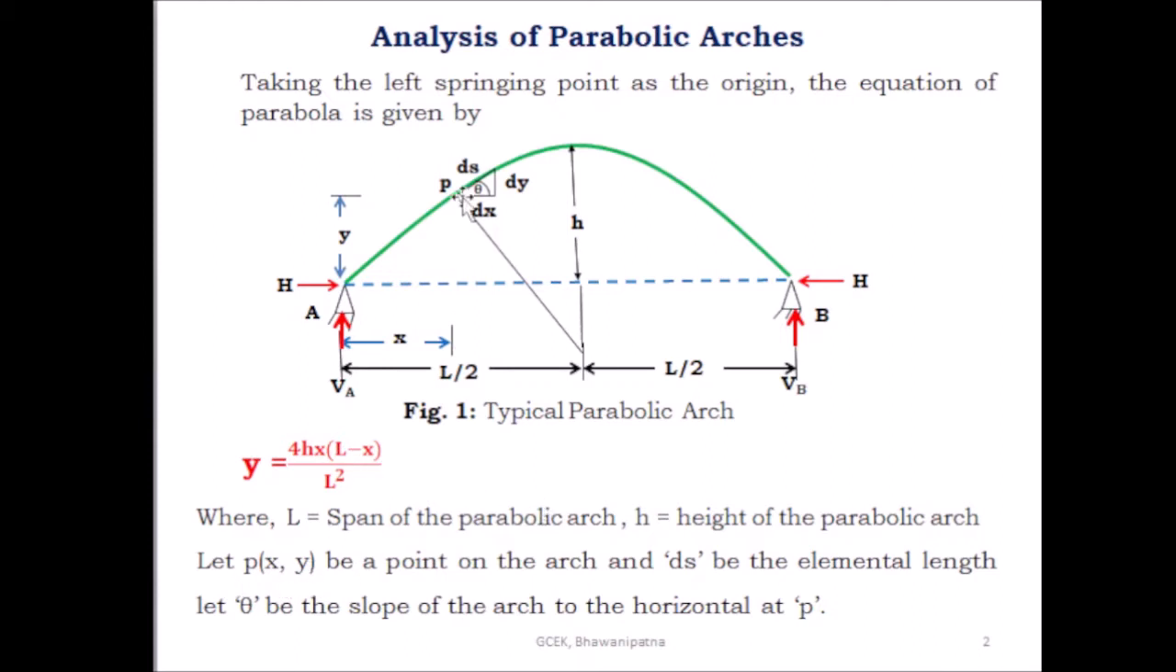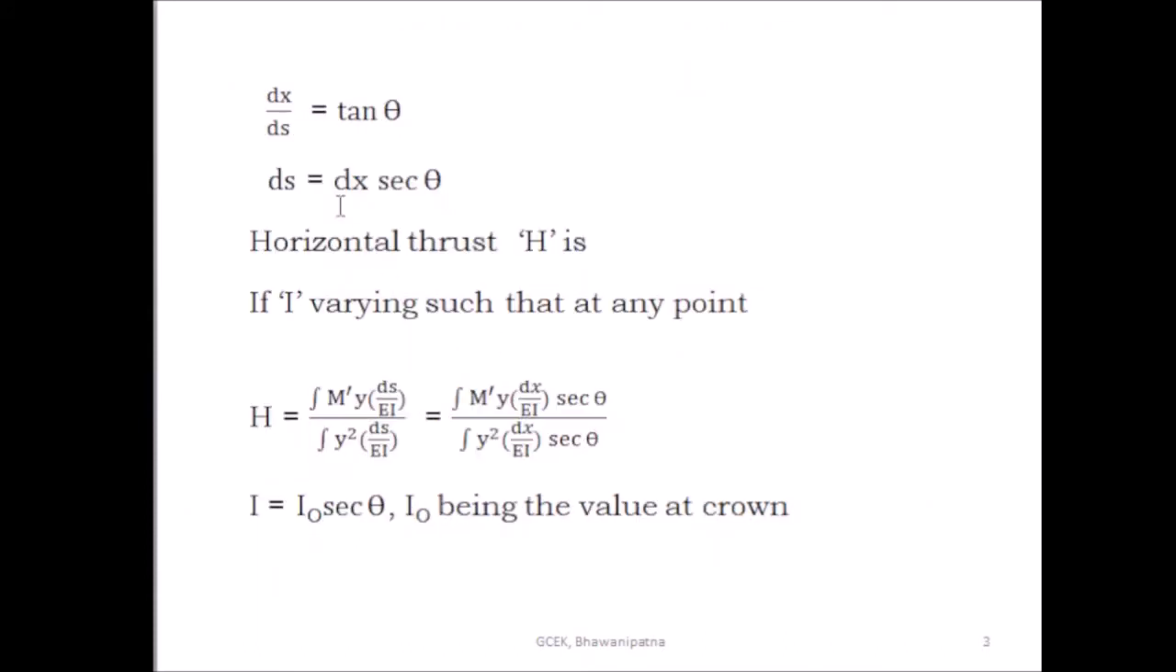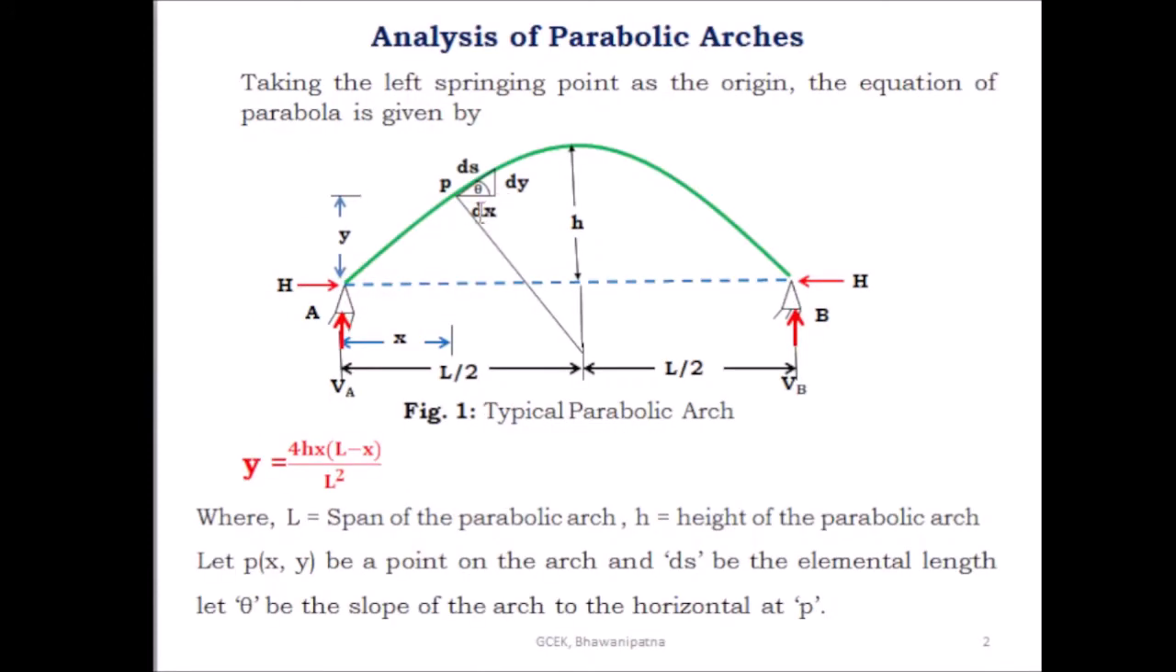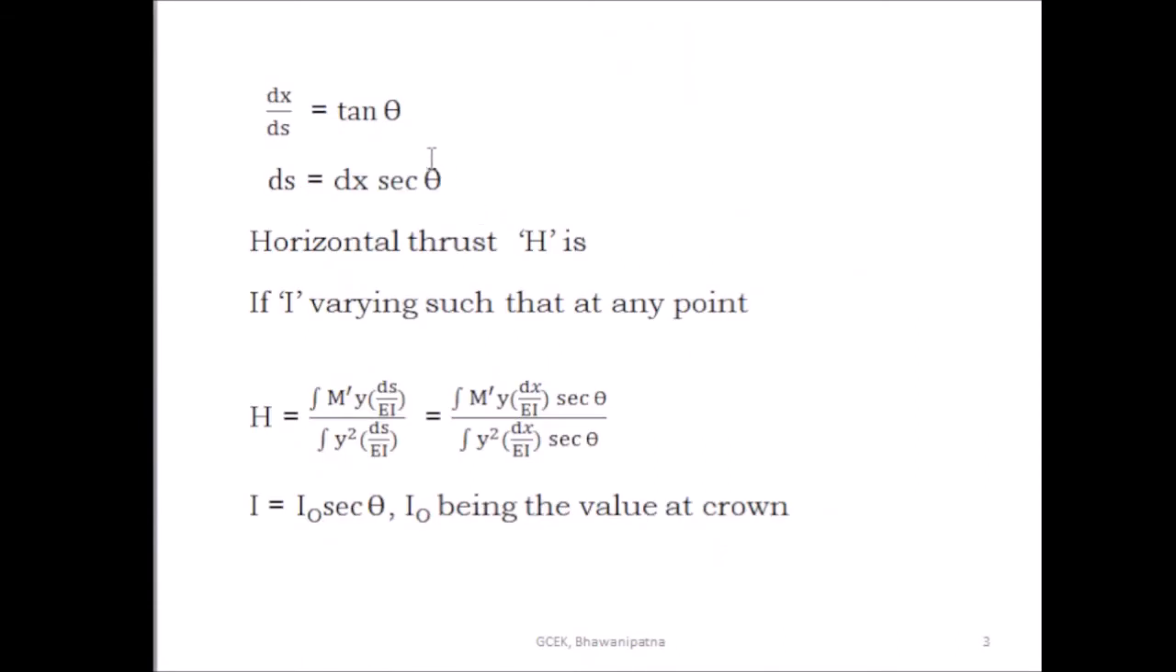Let P(x, y) be a point on the arch and ds be the elemental length on the parabolic arch. Let theta be the slope of the arch to the horizontal at P. And dx and dy are the horizontal and vertical lengths of the elemental length. So here dx by ds is equal to cos theta, so ds is equal to dx into sec theta.